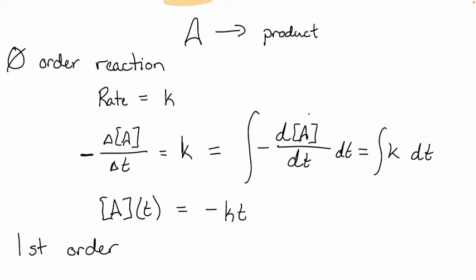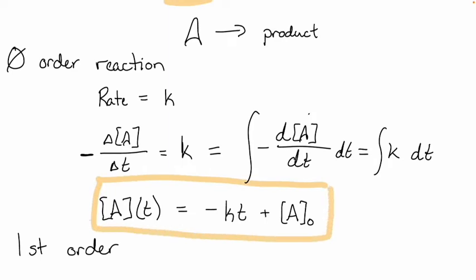Remember, when you integrate, it's always like plus constant. And in this case, that constant value is the initial concentration of A. All right? So this is our integrated rate law for our zero order reactions, right? The concentration of A as it's changing with time.